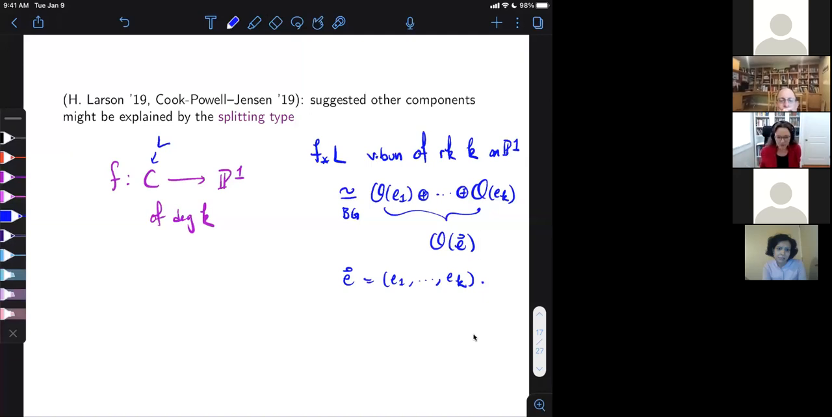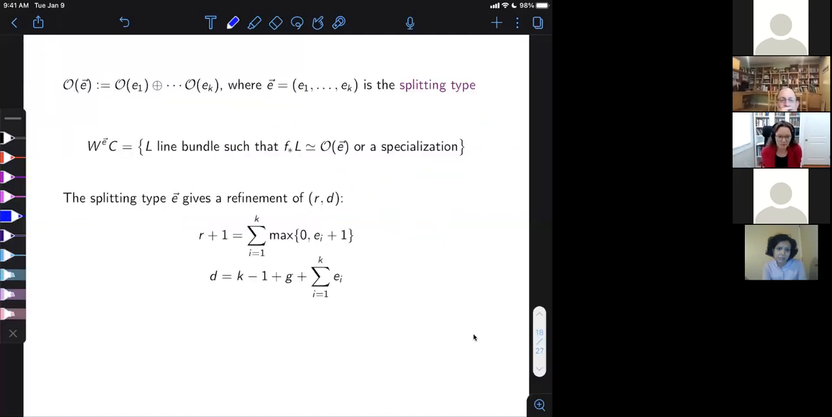Okay, so what I just wrote here is now copied on the next slide at the top. The splitting type is this tuple of integers, E1 through EK, and now we can define a refinement of WRD, where we keep track of this splitting type. So WE of C is going to be the locus of line bundles whose push forward is isomorphic to O of E or some specialization thereof. And specialization is just a combinatorial property in terms of the splitting type called majorization, which is about partial sums all being less than or equal to.